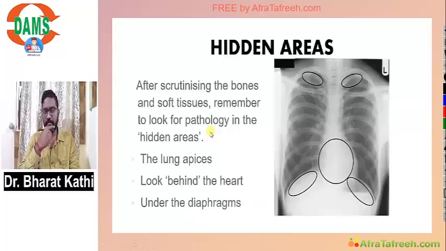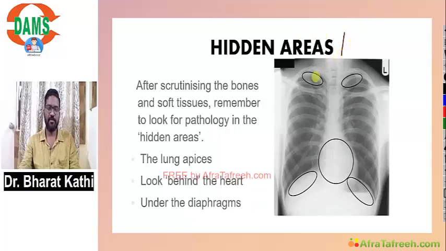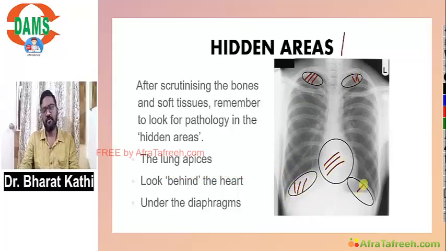Then there are some black spots. They might ask you, what are the black spots or hidden areas on chest X-ray? We generally tend to miss the lung apices. We generally tend to miss retrocardiac shadows. We generally tend to miss what is there under the diaphragm.